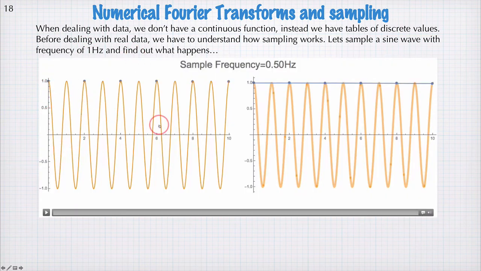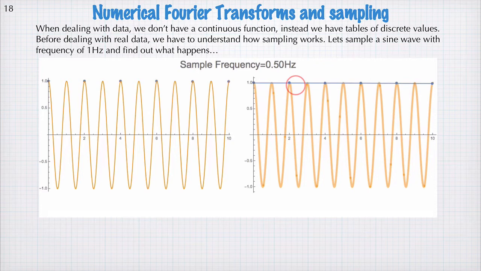So here's our yellow sine wave at 1 Hertz, and we sample it, in this example, every 2 seconds, so the sampling frequency is half a Hertz. And so the blue dots here are the samples. If I join the blue dots together here, I get a straight line. So I've completely missed the fact that I have a 1 Hertz sine wave. If I just look at these samples, I think, oh, I've got some function which is a constant and has a constant value of 1, missing the fact that I have some underlying oscillation.